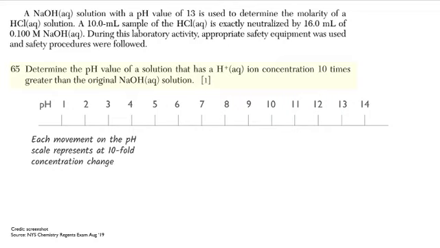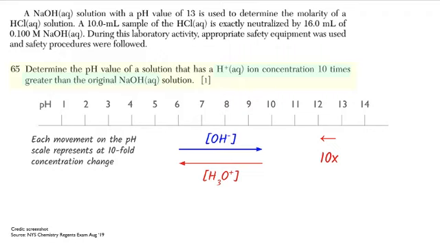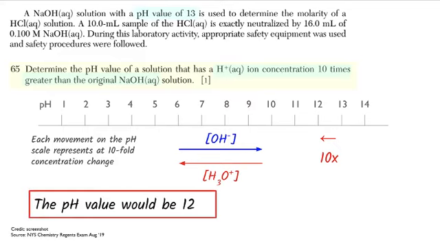So if I am looking for the pH value of a solution that would have a H plus ion concentration 10 times greater than the original NaOH solution, I just need to remember that as I am moving left on the pH, I am increasing the concentration of hydrogen ion or hydronium ion, and as I move right on the pH scale, I'm increasing the concentration of hydroxide. So in order to end up with 10 times more hydrogen ion concentration, I would need to move 1 unit to the left down the acid side of the pH scale from where I was starting, and I was starting at 13. So I should end up with a pH value of 12 to have 10 times greater H plus concentration than the original pH 13 NaOH solution.